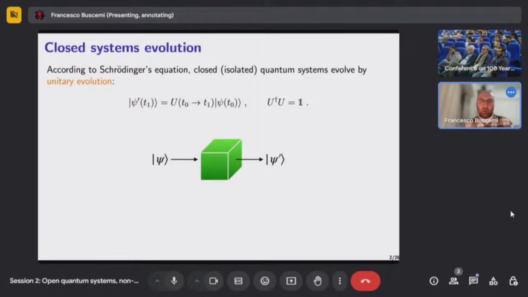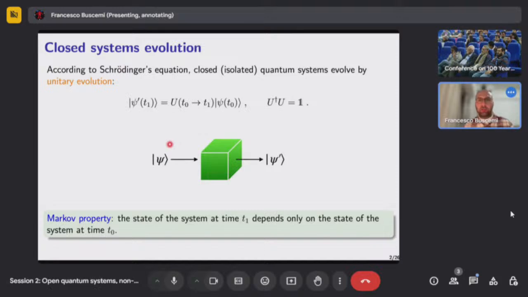And this is given as a postulate, if you like, by Schrödinger's equation, which tells us that a closed or isolated system evolves, depending on the subfield you're working within, sometimes you might use the word closed and sometimes the word isolated. Anyway, what Schrödinger's equation tells you is that the system evolves by unitary evolution. So you have the initial state here at time t0, the final state here, psi prime, at time t1, and the relation between the two is a functional relation represented by this unitary evolution.